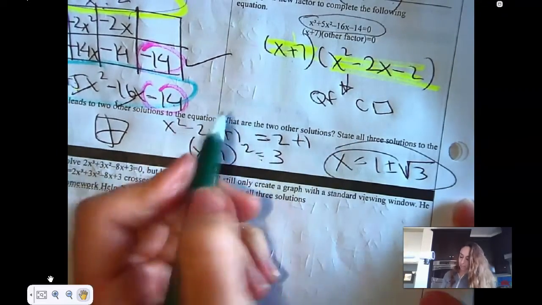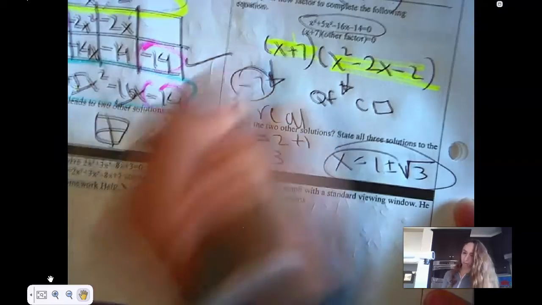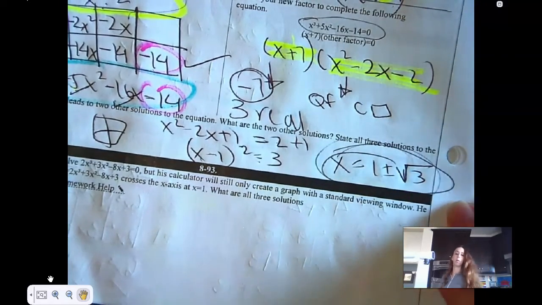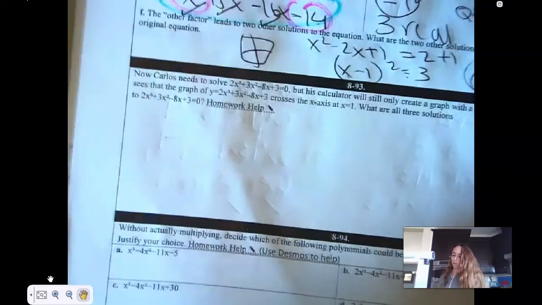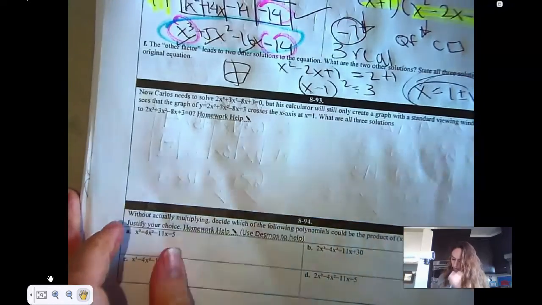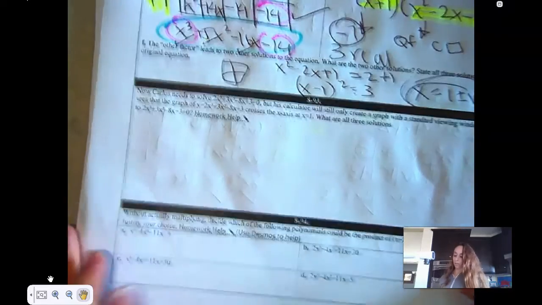Now, that means I have 3 real solutions. One of them's -7. That's really real. And this is a decimal. 1 plus rad 3, 1 minus rad 3. Okay? So now your homework, what they want you to do is solve it, graph it, and then they want you to find the other solutions.